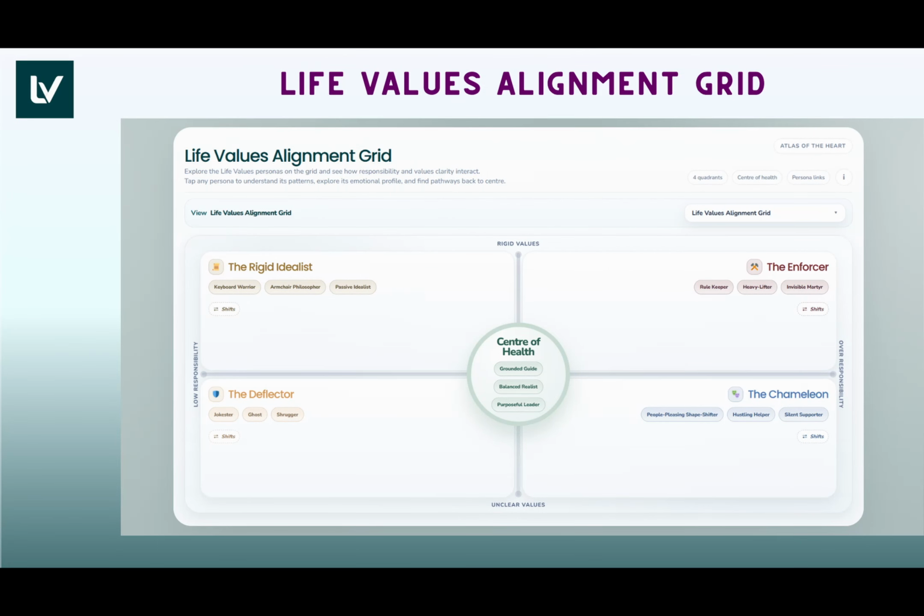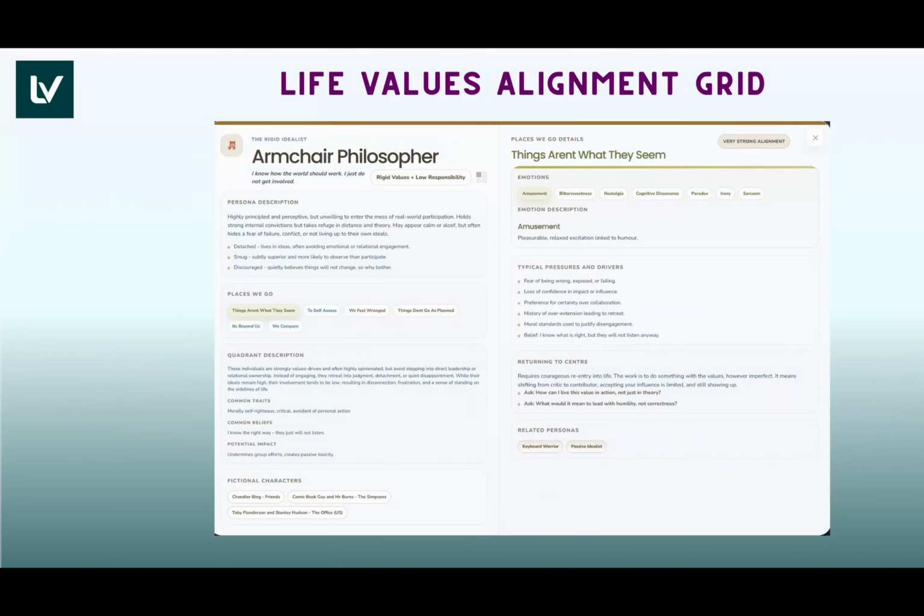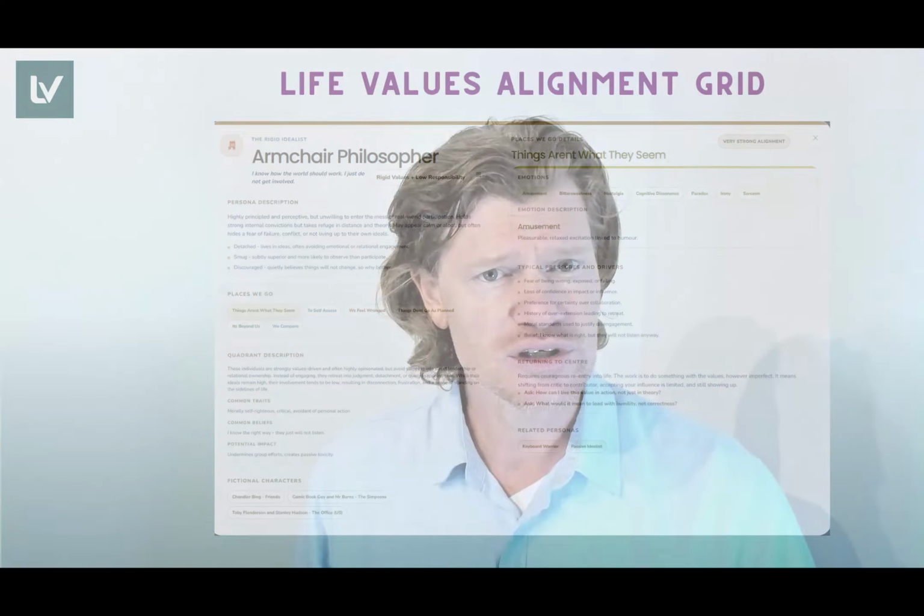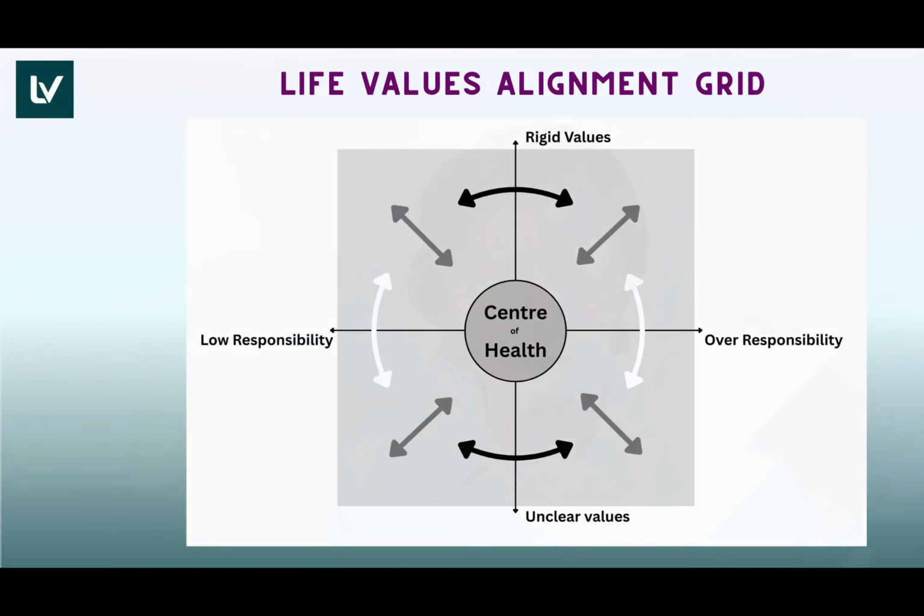So inside this chapter, you're going to get detailed explanations of the grid layout and how it works. We're going to look at the guiding principles for the grid, look at all the persona descriptions in each quadrant, and tap into their traits, beliefs, and emotional dynamics. We're also going to look at shifting around the quadrants and the forces at play. And this is all helpful information to help your clients recognize what's going on. It's about creating that awareness and helping them return to the center of health.